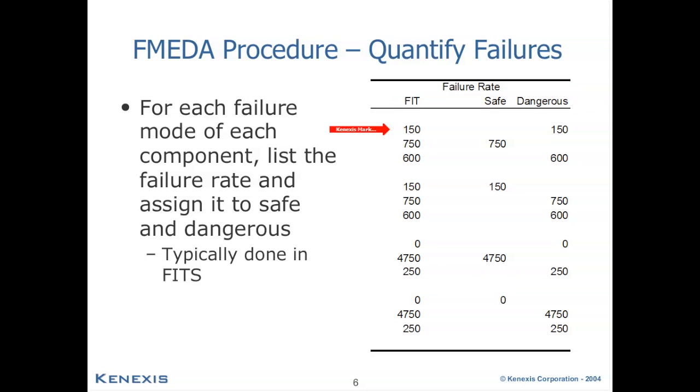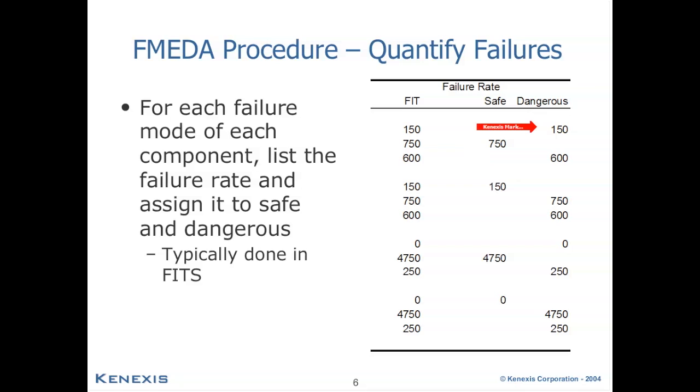The top row was temperature transmitter failing high. We went into our database and determined that that was 150 FITs, or 0.15 failures per million hours. We also determined that that failure was dangerous, it was inhibiting, so we take that 150 and put it in the dangerous column. Conversely, there's 750 FITs for safe failures, and we put that in the safe column. So for the rest of the components and the rest of the failure modes, we'd list the overall failure rate and assign that failure rate into a column.